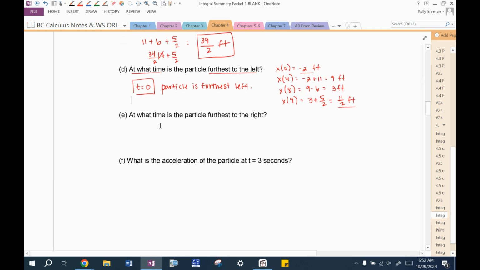That's what's typed out. At what time is the particle furthest to the right? So, all right, I already figured that out. So what is our largest positive number? 9 feet, right? Because this one's 5.5. So that would be at t equals 4, furthest right.